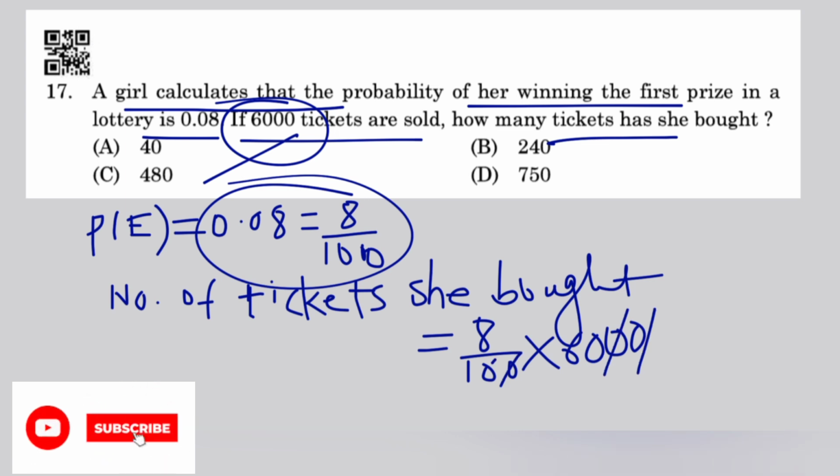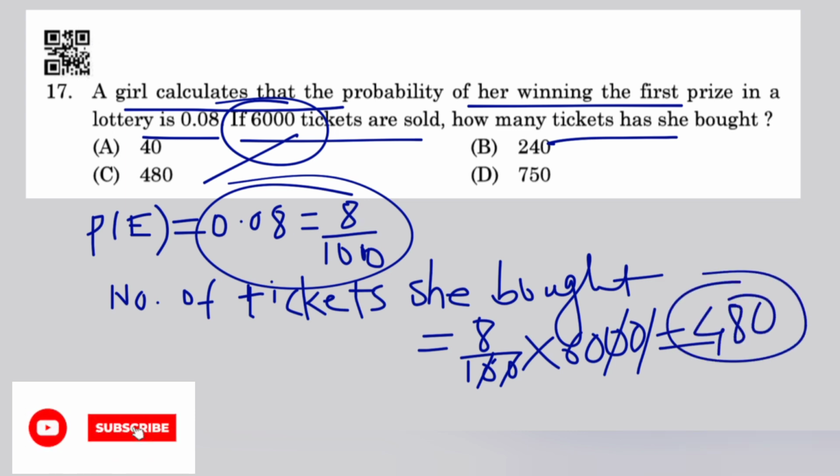So 0 will get cancelled here. What is remaining? That is 480. So 480 tickets have been bought by the girl. So our answer should be option C, that is 480. It was a direct question, so for this we require only the simple formula of the probability of any event.